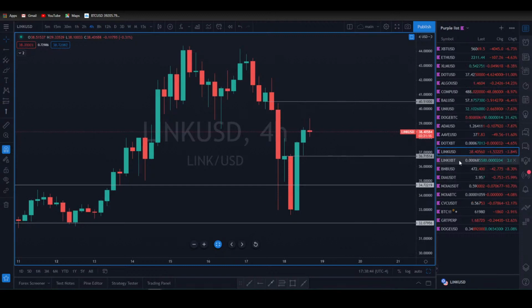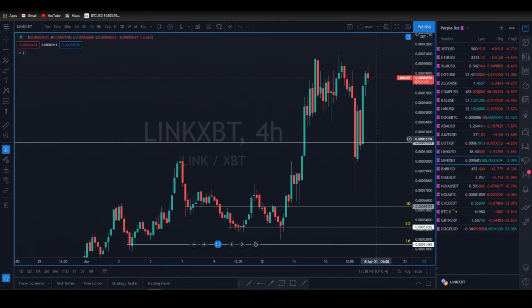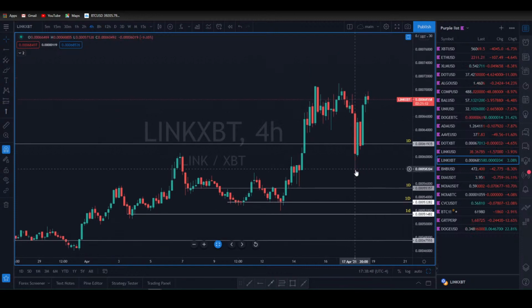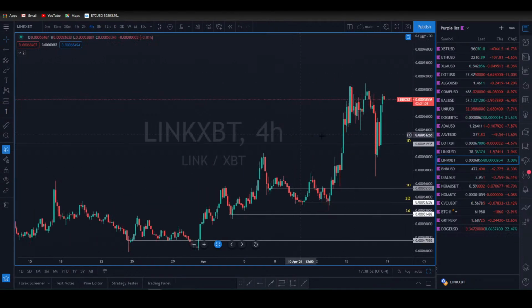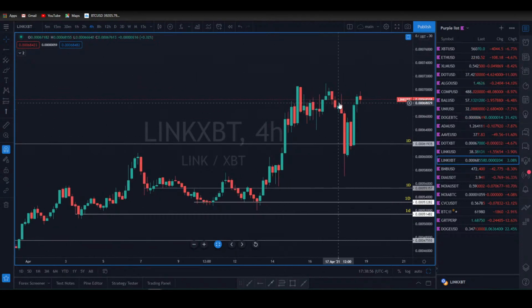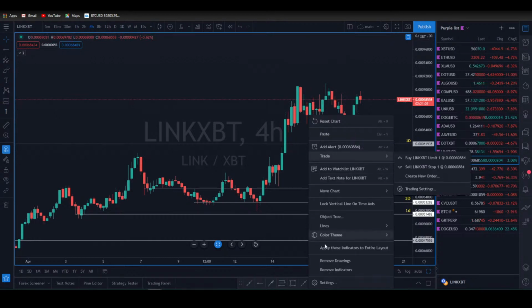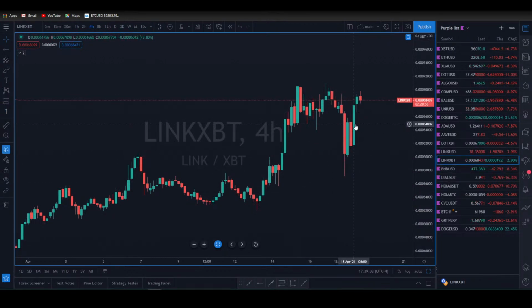And Link versus Bitcoin looks even better. I mean, you're already trading back up at highs. Like this was immediately bought into. So this does also give you something to look forward to, right? Like the crypto markets are being bought up, especially Link versus Bitcoin.